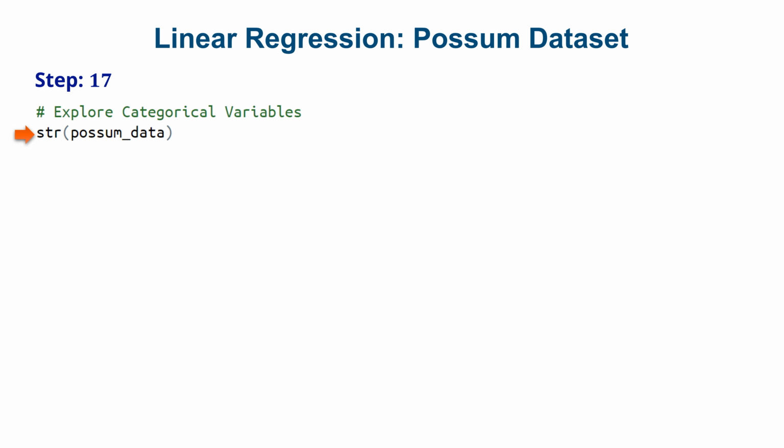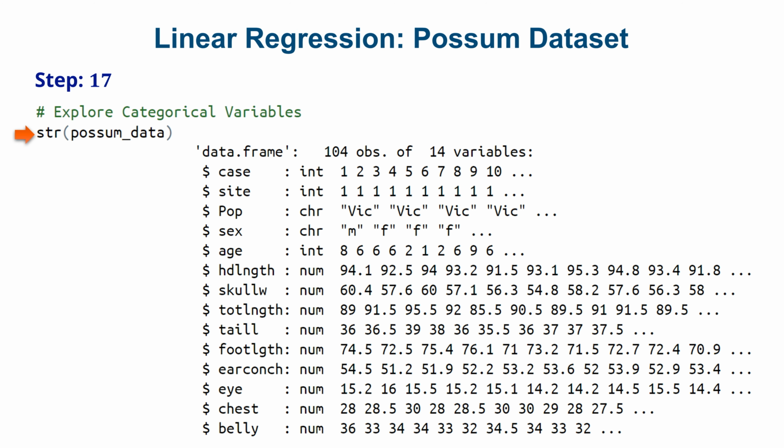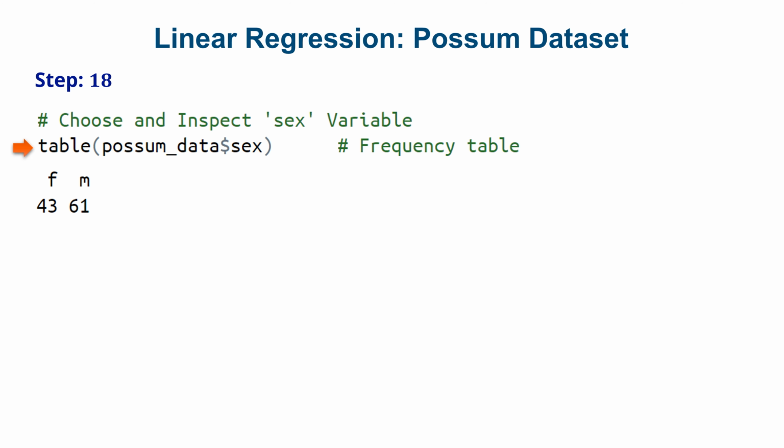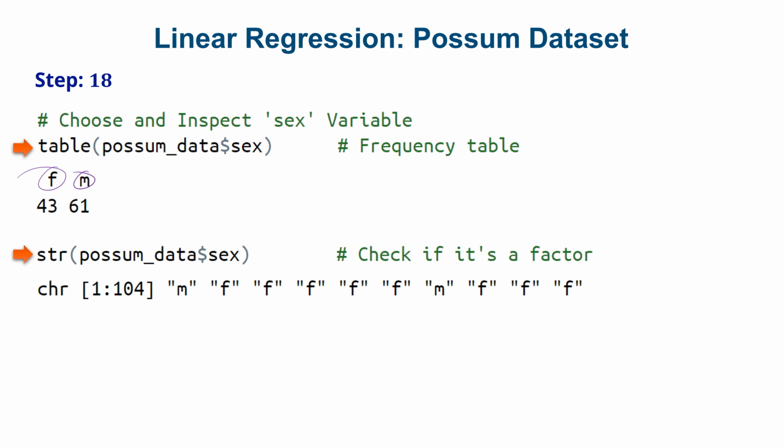Let's start by checking which variables in our dataset are categorical. The structure function shows us the structure of each column in the data. The variable sex appears as a candidate. It represents the biological sex of the possums and should be treated as a categorical factor. The table function shows the number of males and females, represented by M for males and F for females. The structure function applied to the sex column using the $ sign confirms whether sex is already a factor or not.